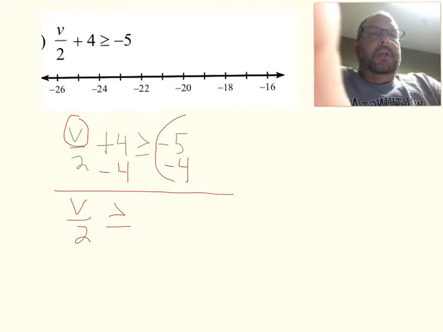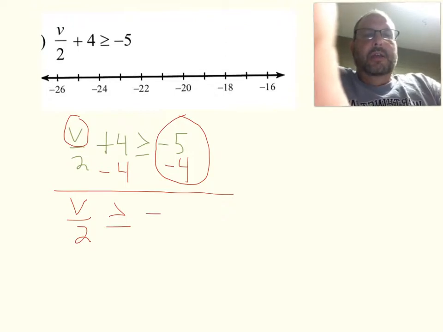We want to take a quick look at this side here on the right side. I have two integers. My signs are the same. When the signs are the same, you add them together and keep the sign. So I have is greater than a -9.